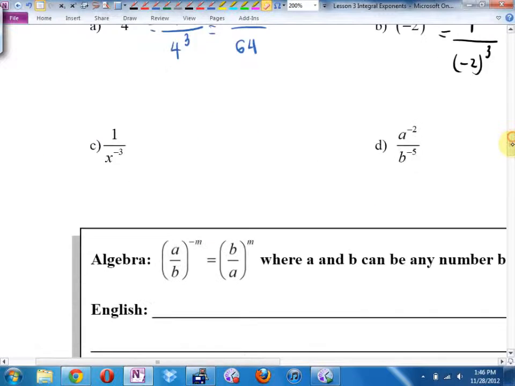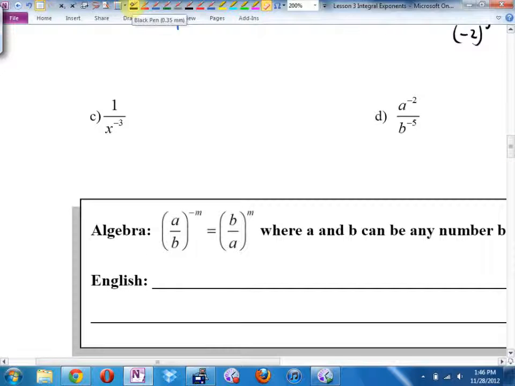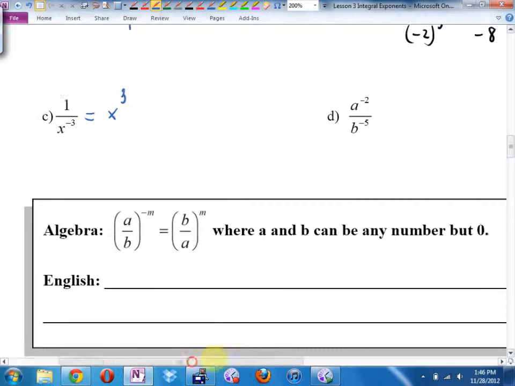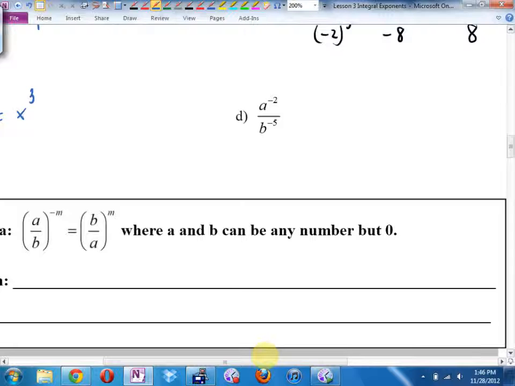C. Elevator. Over 1. D. Elevator. Elevator. And the key, Curtis, to remember is when you do the elevator thing, make sure you ditch the negative.